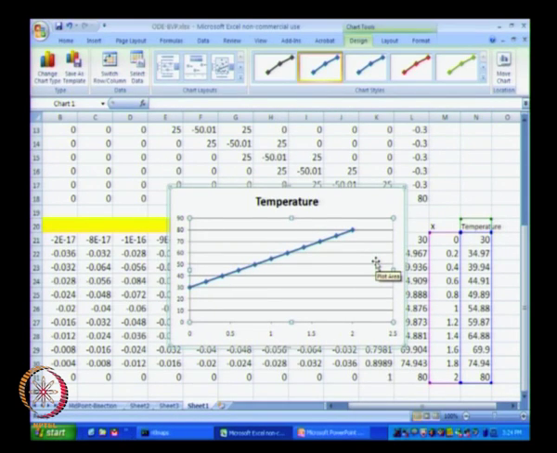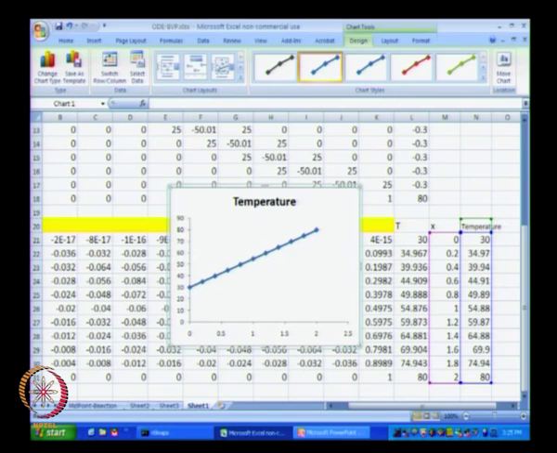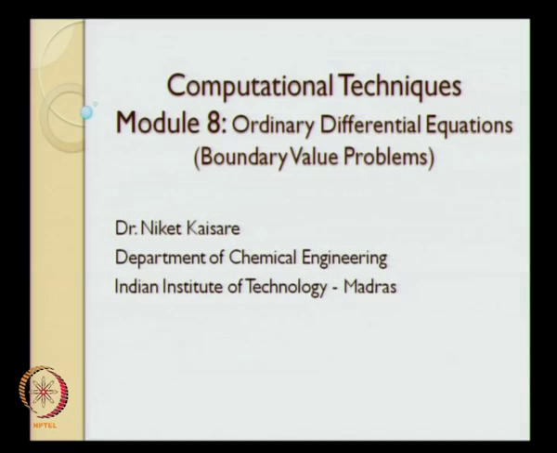So, what we have done now is we have just plotted x versus temperature, and you can see that it looks exactly similar to what we had when we used the previous method of solving, that is the shooting method. So this is how we can solve this particular problem using the finite difference algorithm. Let me now go on to conclude this particular module of ODE boundary value problems.